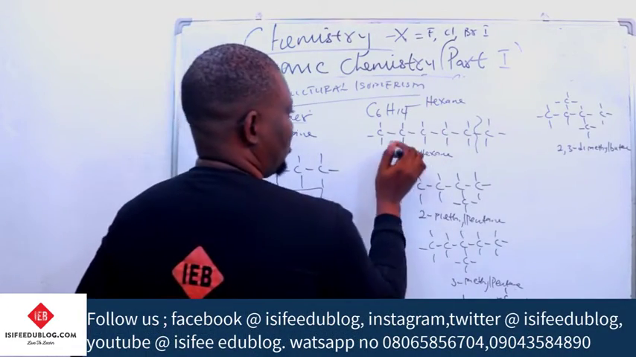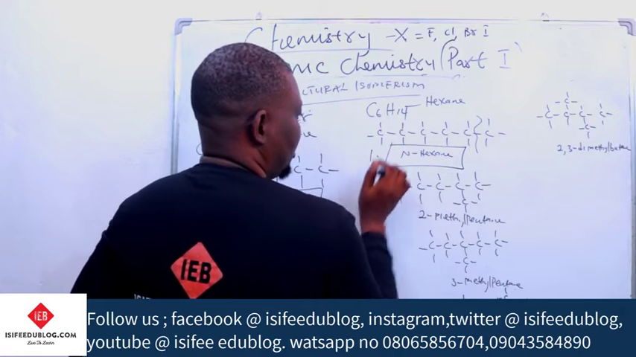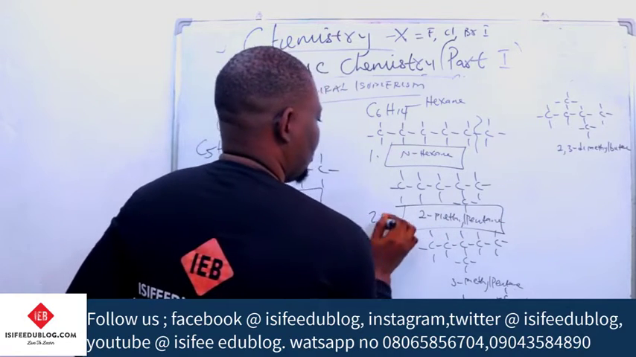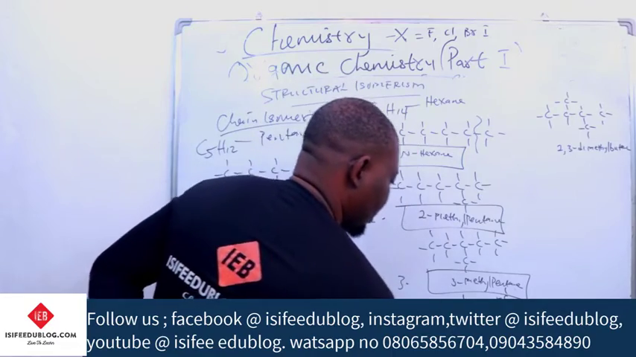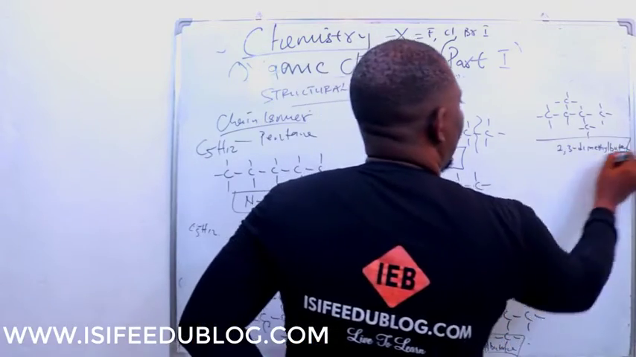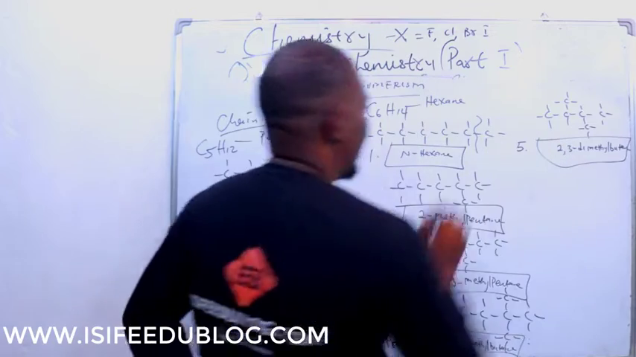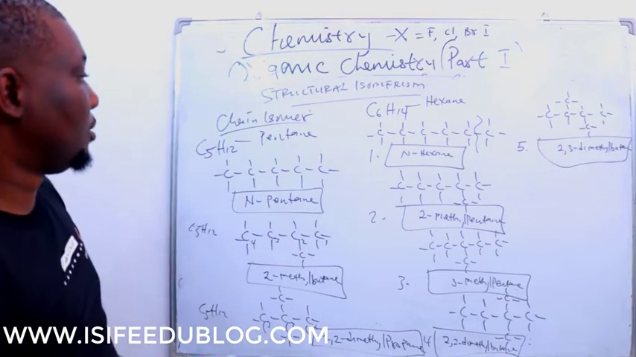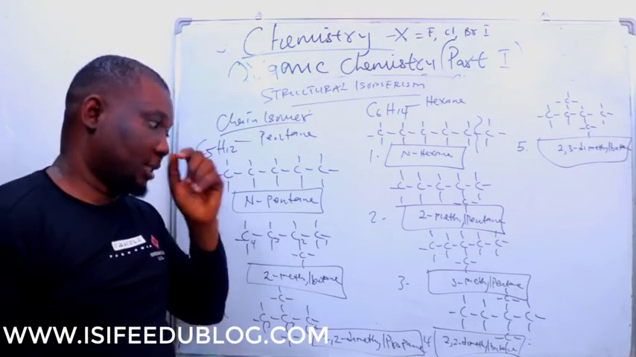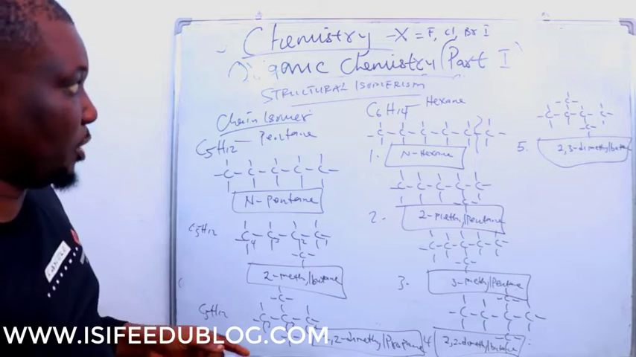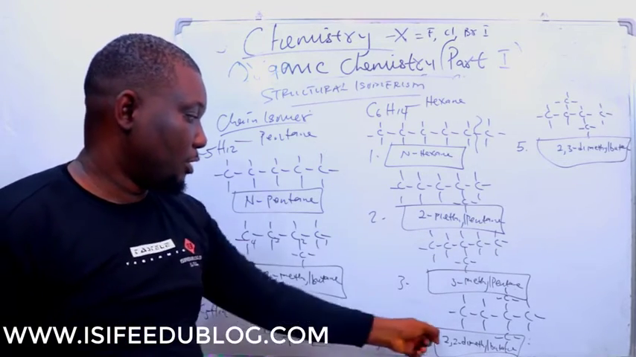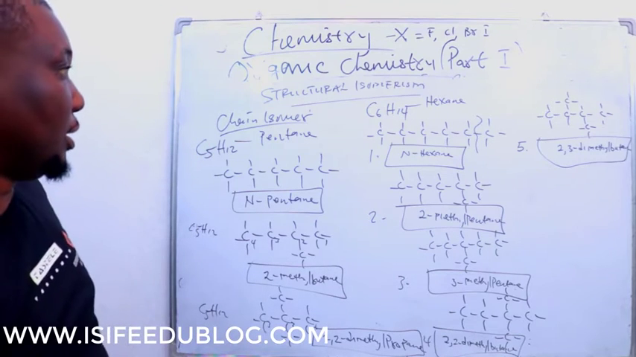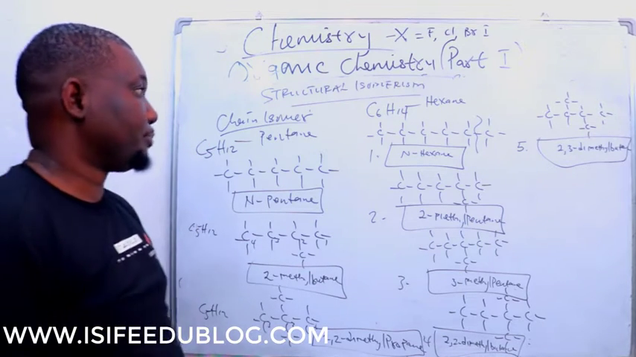So the possible isomers of hexane are number 1, 2, 3, 4, and then number 5. Hexane has 5 possible isomers: hexane, 2-methylpentane, 3-methylpentane, 2,2-dimethylbutane, and 2,3-dimethylbutane.